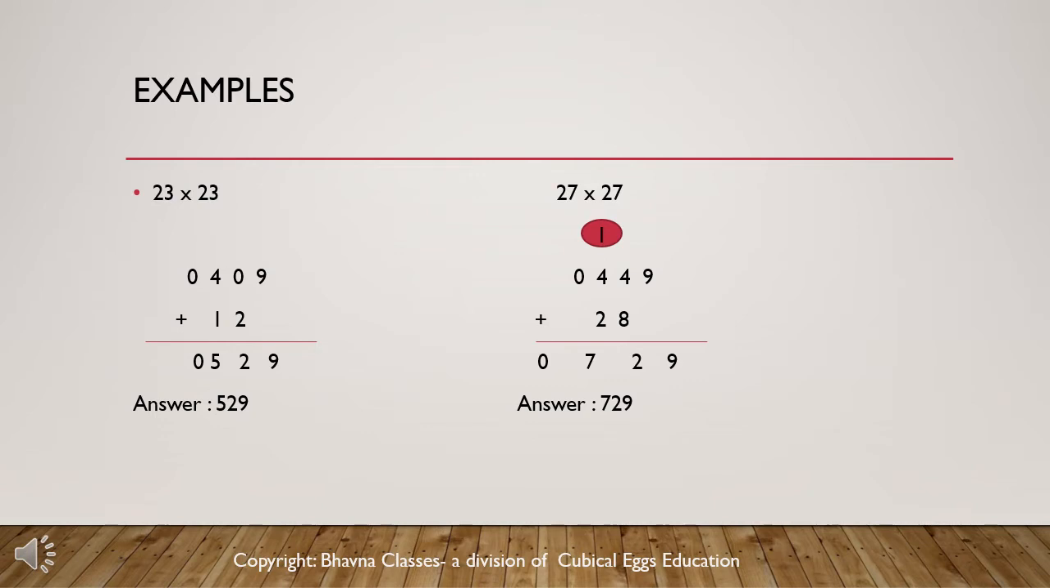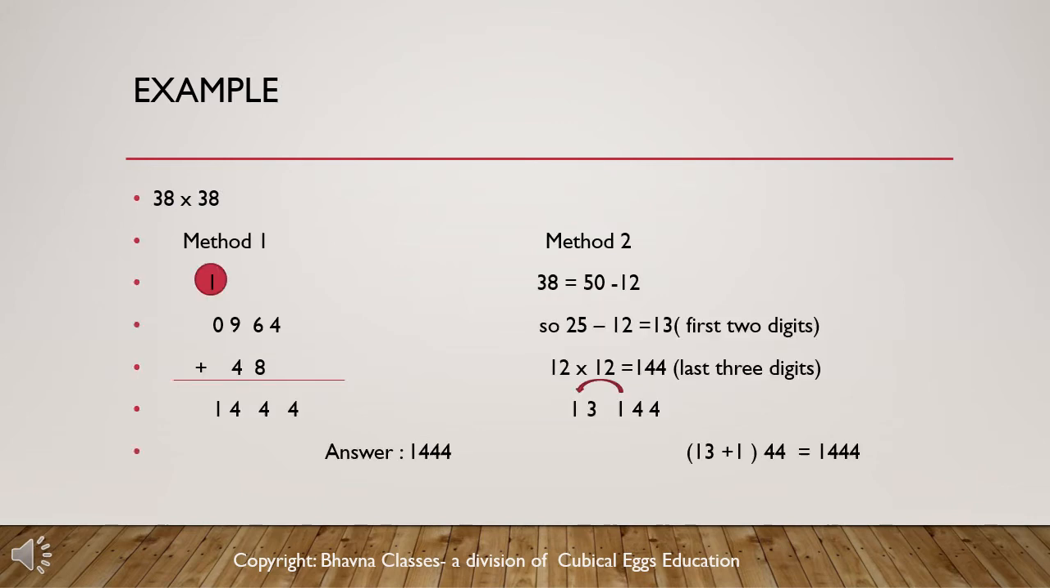Okay, let's do it for 27. So first I'll find the square of 2, which is 4. Then I'll find the square of 7, which is 49. Then I'll find 2 times 7 times 2, which is 28, and place 28 in the middle, and then I'll add it. So while adding, there is a carryover, and the final result is 729. So I hope it is clear. Let's discuss some more examples.